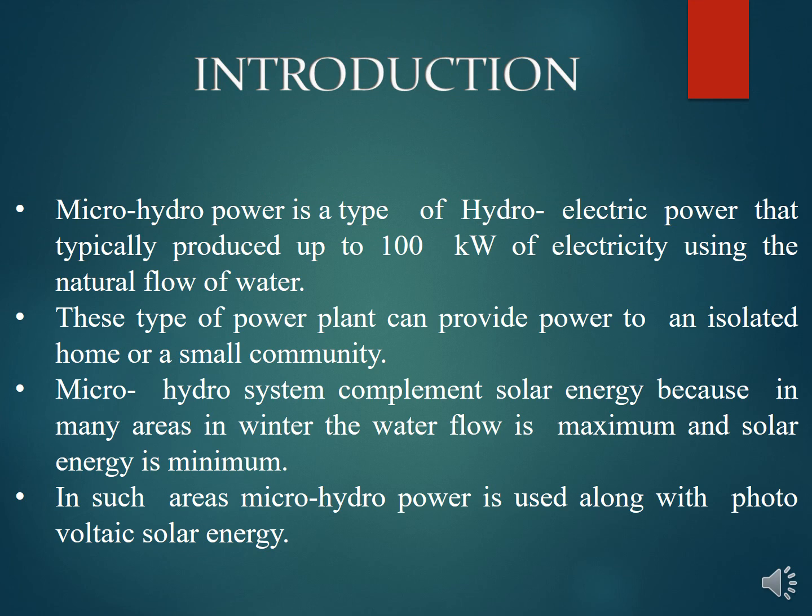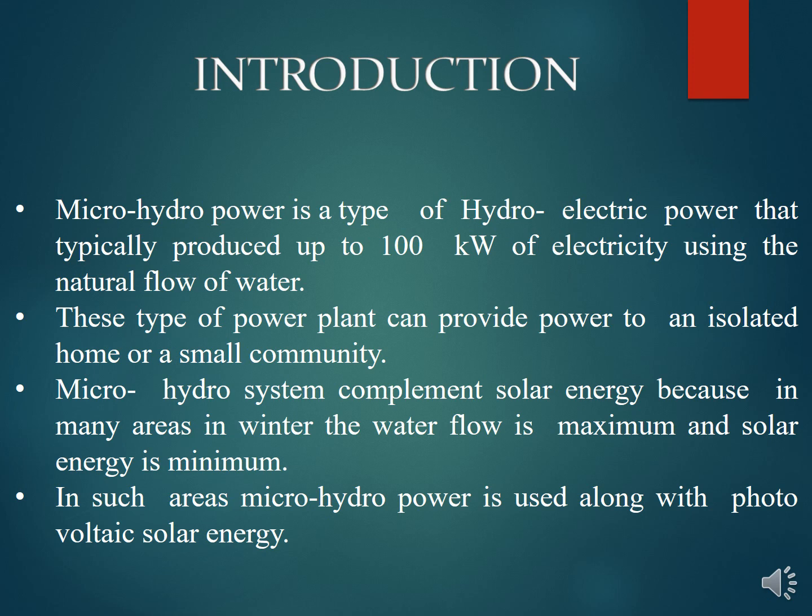As we know, micro hydropower plants or small hydropower plants are a type of hydroelectric power that typically produces up to 100 kilowatts of electricity using the natural flow of water. This type of power plant can produce power for an isolated home or a small community only.